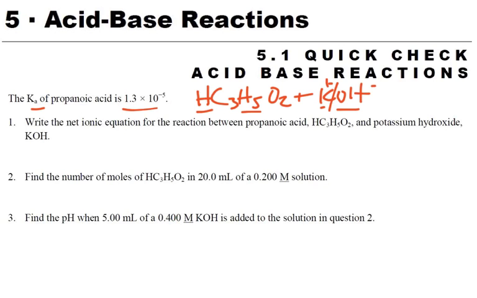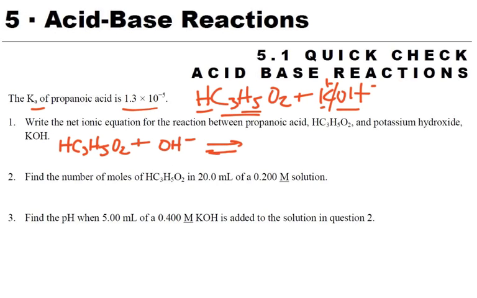Okay, and this is a strong base. It's going to completely break up. This is a weak acid. It's going to stay together. So our ionic equation will simply be the acid plus the OH, the potassium will be a spectator ion.